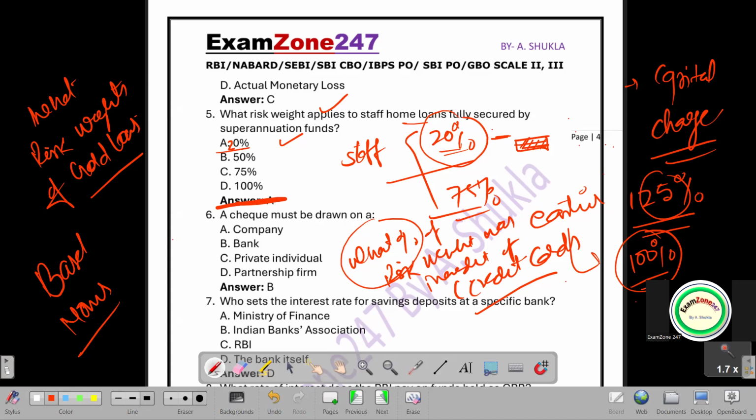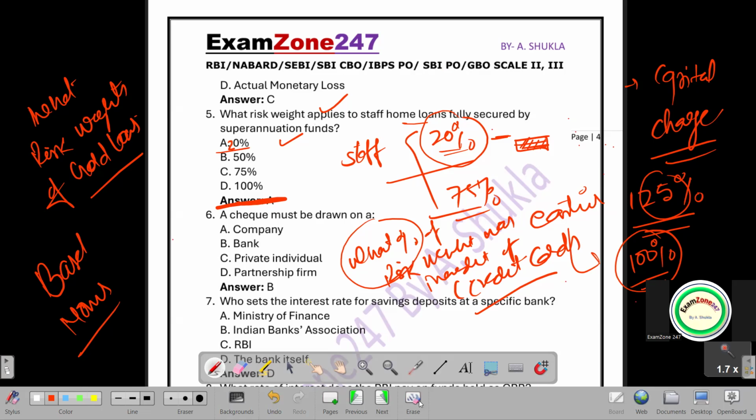Anyone? One is answering, but the answer is actually a little bit incorrect. Okay. Earlier, the consumer credit exposures were increased to the risk weight of 125%. Means if your risk weight is 100%, then it will be considered as 125 rupees.